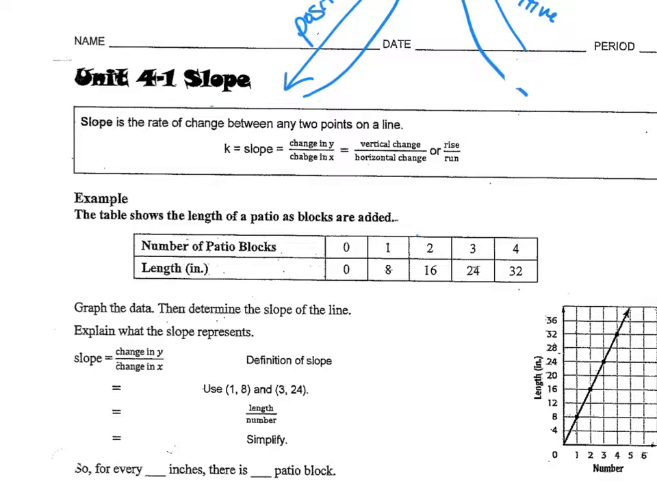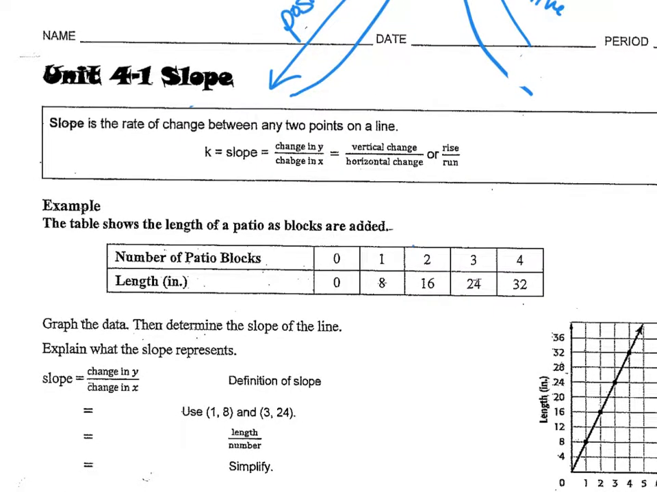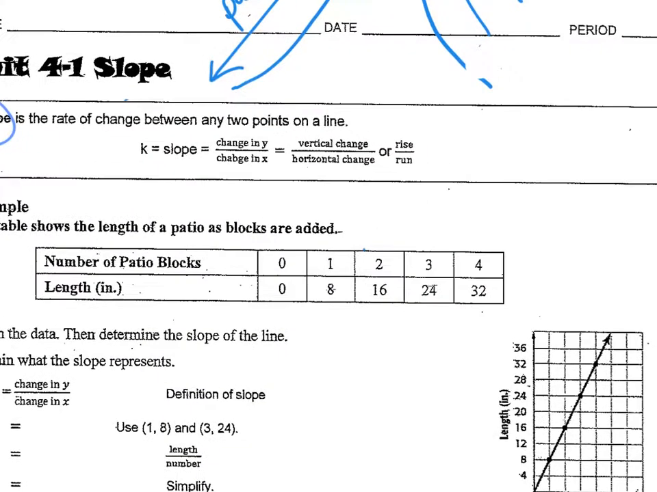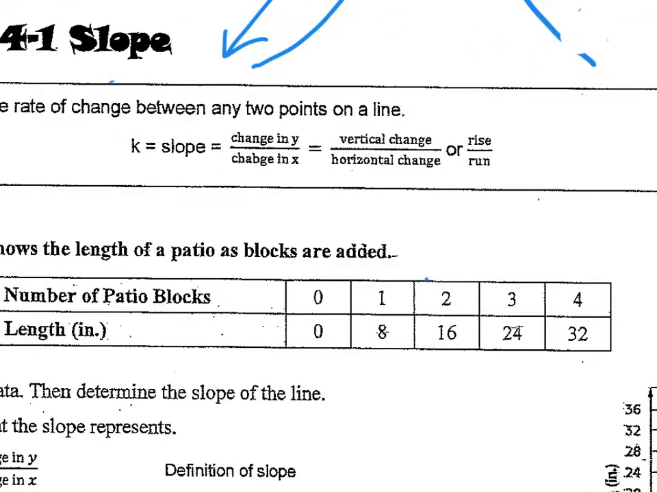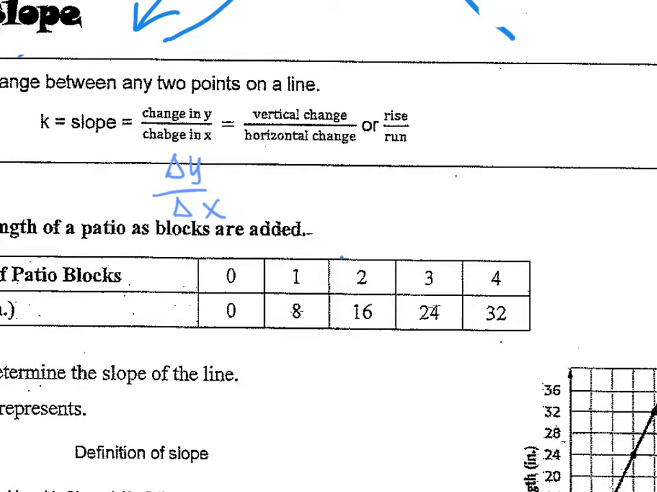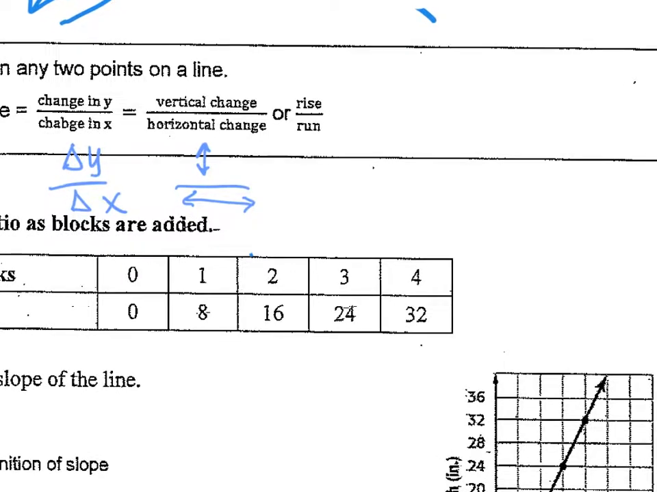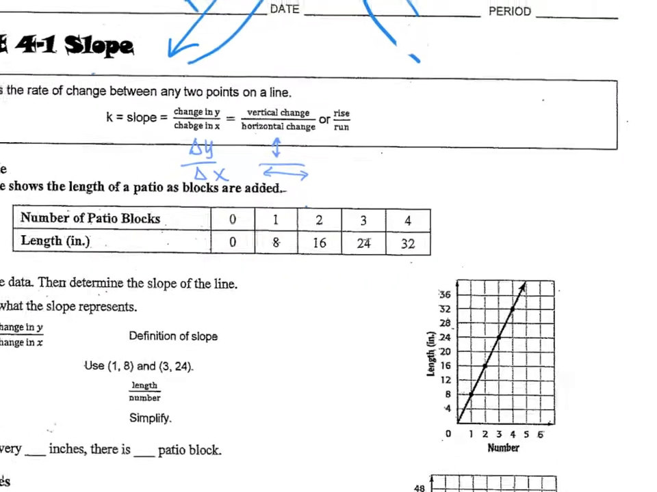So slope is the same thing as when we talked about constant of proportionality, constant rate of change, unit rate. It's all really the same thing. So slope is the rate of change between any 2 points on a line, and it's the change in y over the change in x, okay? And we've talked about that with tables. On a graph, it's your vertical change over your horizontal change, which is still your y over your x. Or you'll hear me probably say rise over run.